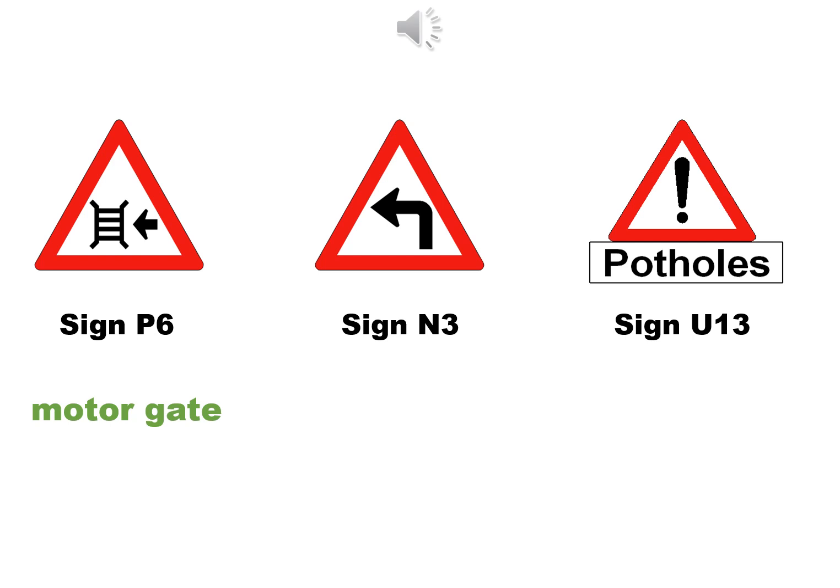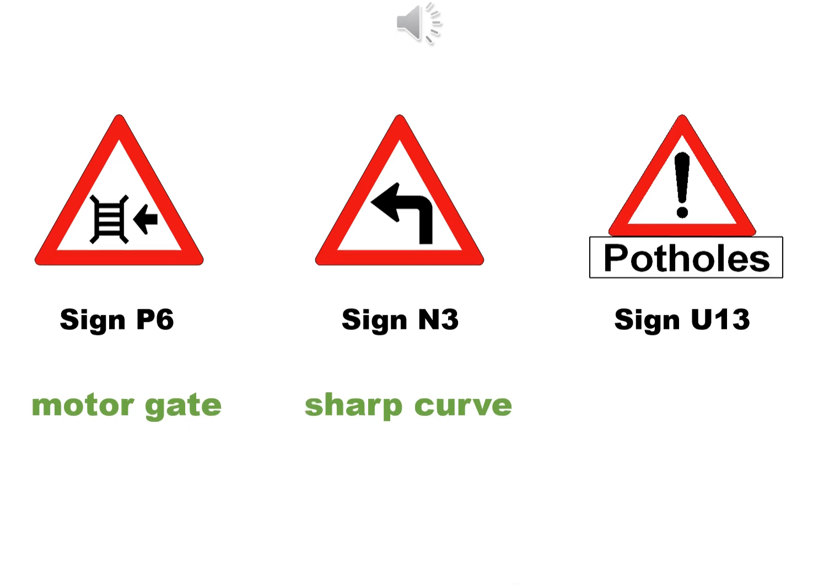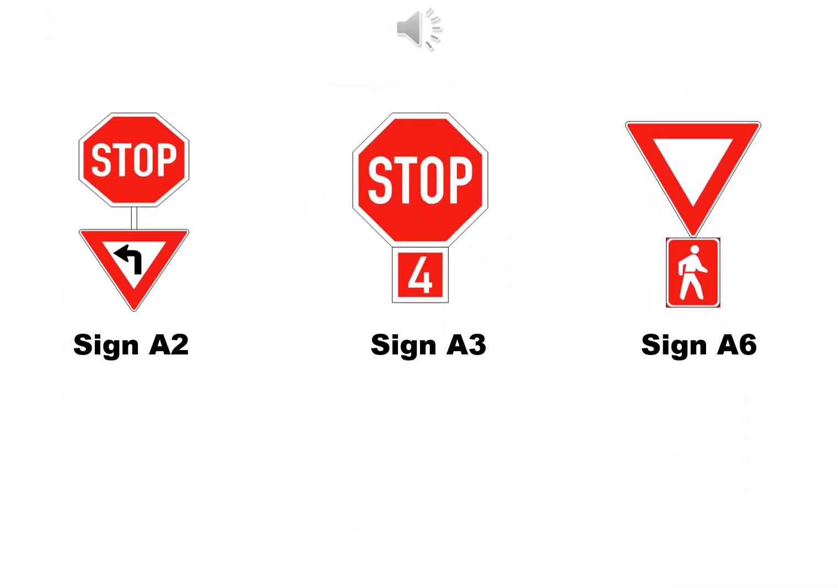Sign N3 shows you that there's a sharp curve to the left ahead. Sign U3 shows you that there are potholes on the road ahead. Sign A2 shows you that you must stop, but if you want to turn left, you can use it as a yield sign.